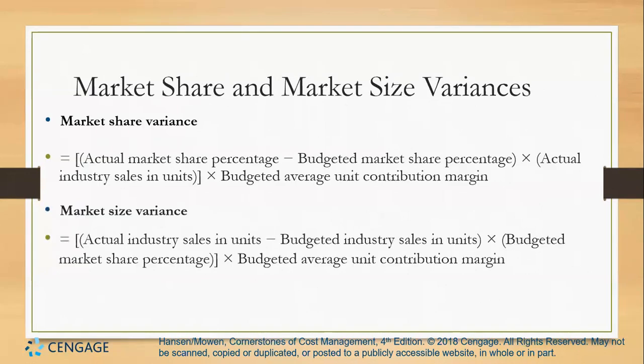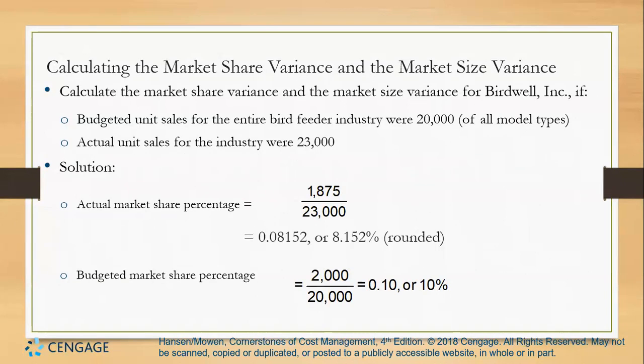Now we go to market share and market size variances. So the market share variance: actual market share percentage minus the budgeted, times the actual industry sales in units, times the budgeted average unit contribution margin. The market size variance: actual industry sales in units minus the budgeted industry sales in units, times the budgeted market share percentage, times the budgeted average unit contribution margin. Now take note of the formula.